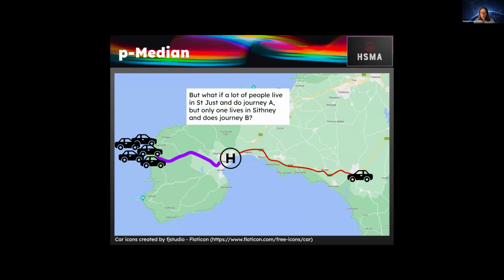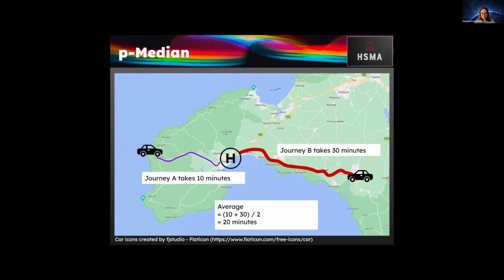But what if lots of people live in this area? In this case, it's St Just, and do journey A, but only one person lives all the way over here and does journey B. Because if we just looked at this and said, well, okay, that journey takes 10 minutes and this journey takes 30 minutes. Well, let's move the hospital a little bit further over here so it's fairer for everyone. Everyone's then got an average travel time of, let's say, 15 minutes or a little bit more.